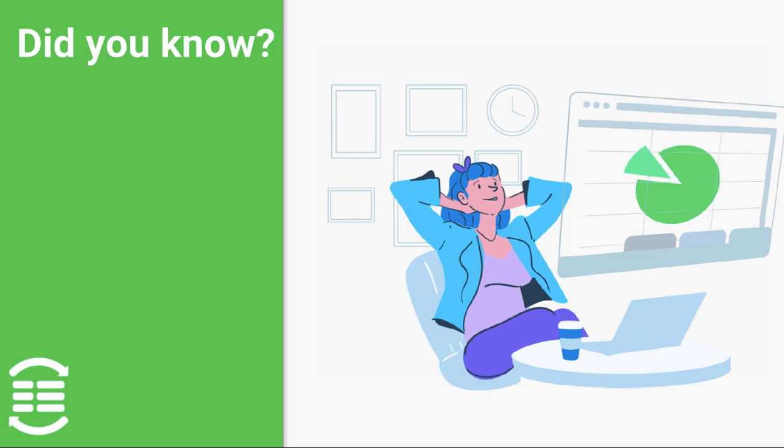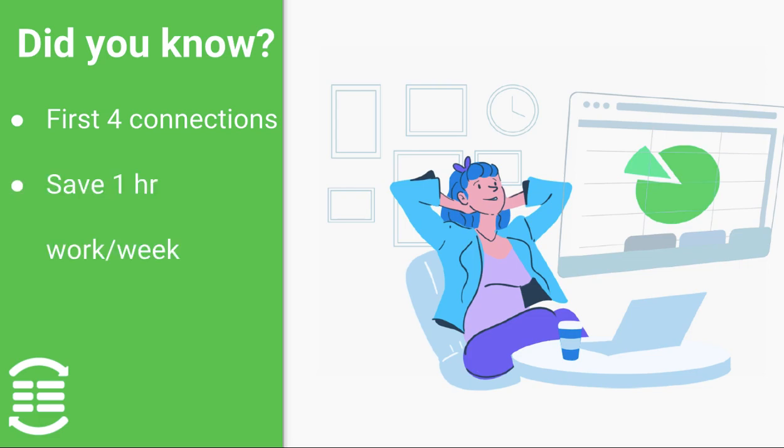So Sheetgo will automate all of that manual work. And after your first 4 connections, you can already save up to 1 hour of work per week. And these connections take 5 minutes or less to create. But let me show you how it works.